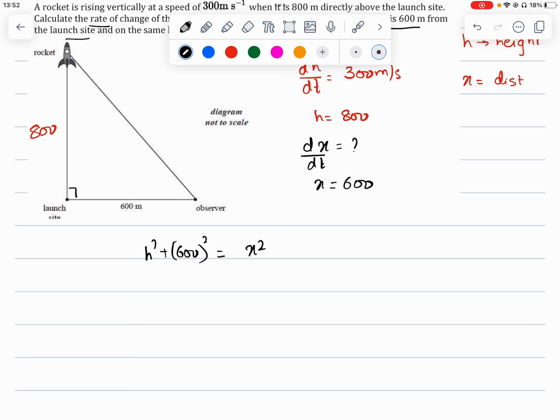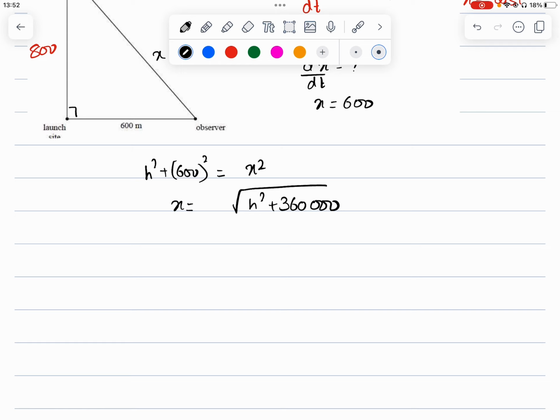X square. The distance of the rocket from the observer, we are assuming it as x. He is asking us to find what dx/dt is. So h square plus 600 square equals x square. So what does x become? X becomes the square root of h square plus 360,000. Now dx/dt has been asked, so I am going to find the derivative with respect to time. That is the easiest way.